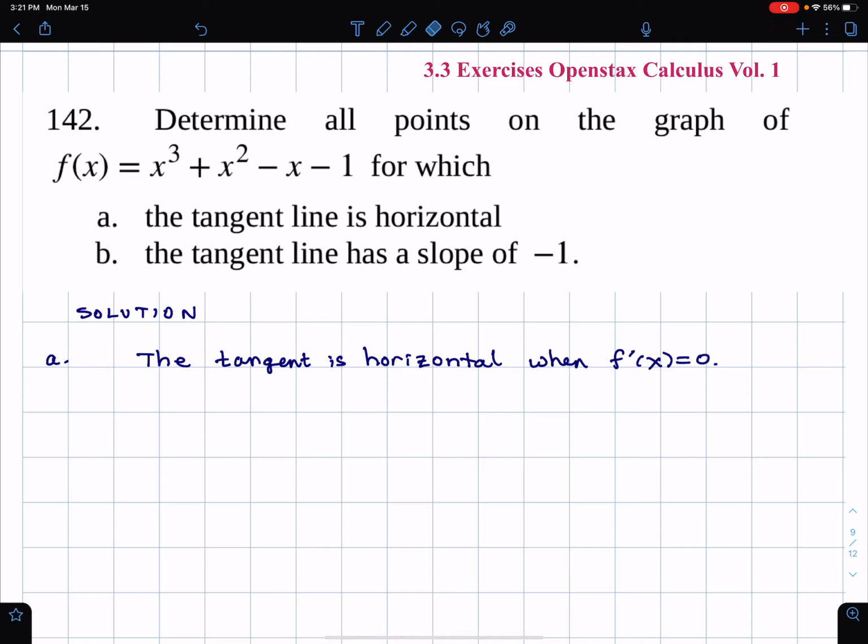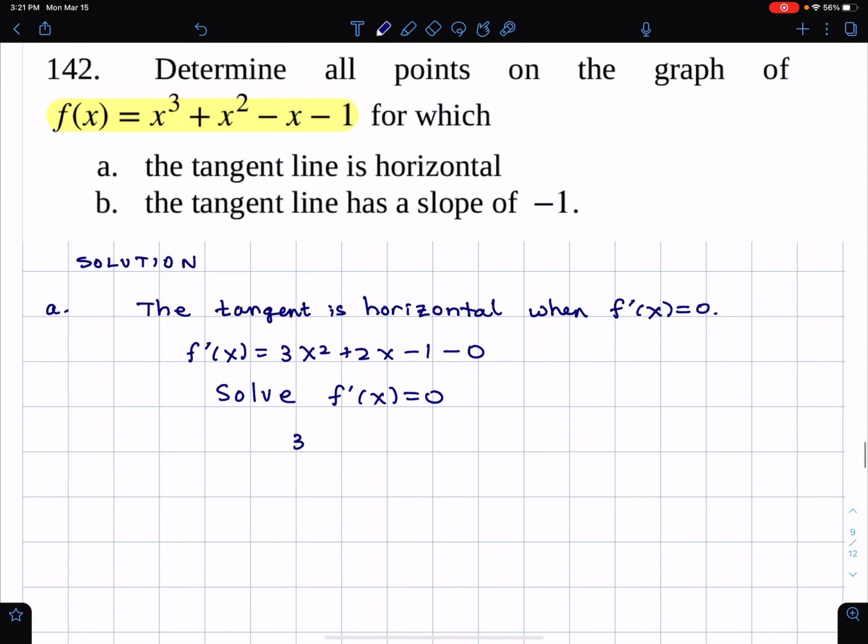So the derivative is found using the power rule. Here's the function sitting right up here, and I'm going to use the power rule to find the derivative. So I have 3x squared plus 2x minus 1 minus 0, I suppose. Then I'll solve by setting this whole thing equal to 0. I think I can factor this without using the quadratic formula. 3 is a prime number, so the only choice really is 3x times x. You could have x times 3x, but it'll be the same.